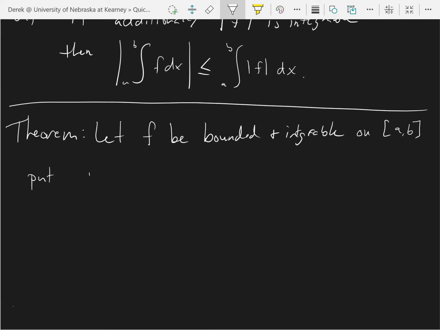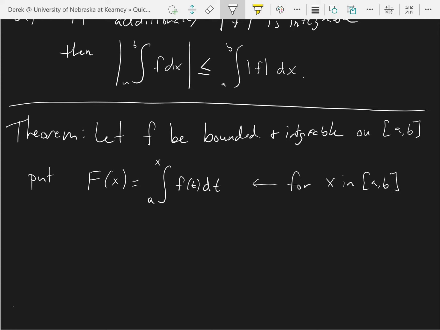Let capital F of x be the integral from a to x of little f of t dt. I'm going to use a different variable so that I can use x as an input variable instead of a variable of integration. Okay, so this is valid by our Theorem 6.12 because x is between a and b for x in [a, b].